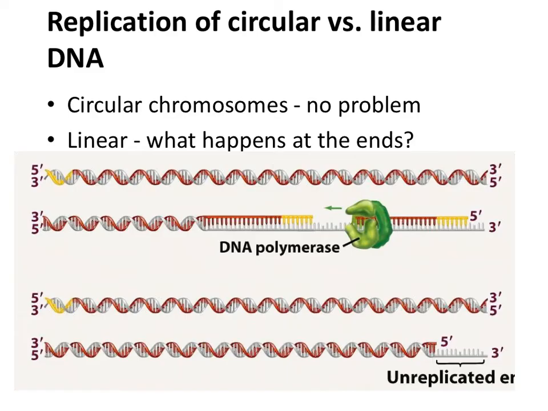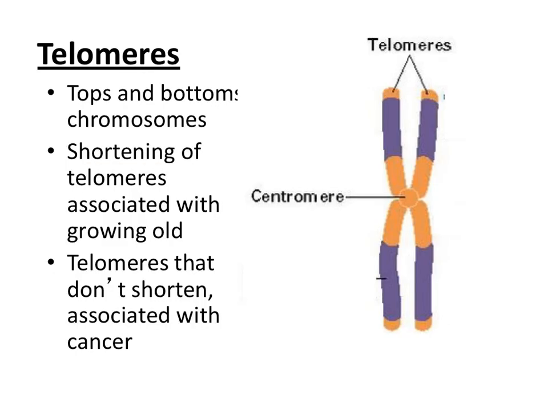Now, there is a very big difference here when you replicate circular DNA, which is bacterial, versus linear DNA. Circular chromosomes don't have an end, so there's no problem with coming to an end. Okay. But with the linear DNA, there obviously is an end, so what happens when you get to the end? The ends of DNA are called telomeres. Those are the tops and bottoms of the chromosomes. Those are the endpoints of a linear DNA.